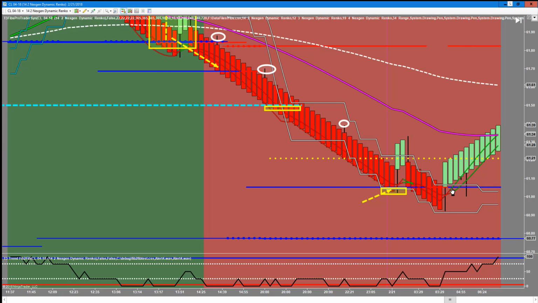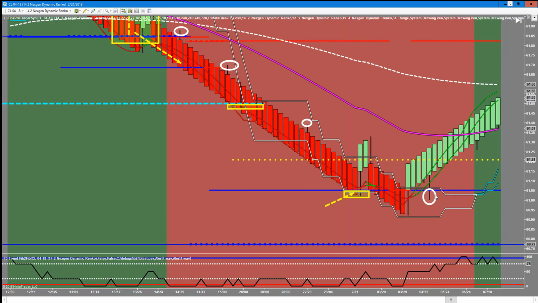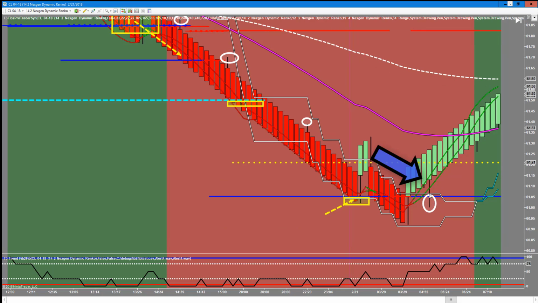Now, I want you to notice at this moment in time, right here, I'm going to draw a circle. Now you have Fibonacci support and your small triggers are physically above the synthetic triggers. So again, this may be your first attempt at a long trade from Fibonacci support.